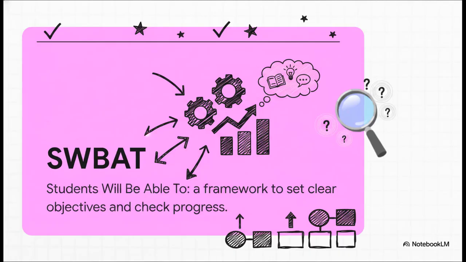SWBAT. It's a fantastic little acronym that simply stands for Students Will Be Able To. It's a super practical framework you use to set clear, actionable objectives and to check progress throughout your lesson. And here's the magic. When you combine SWBAT with those Bloom's verbs we just talked about, it allows you to build activities that guide your CLIL classes in a really logical, step-by-step flow.